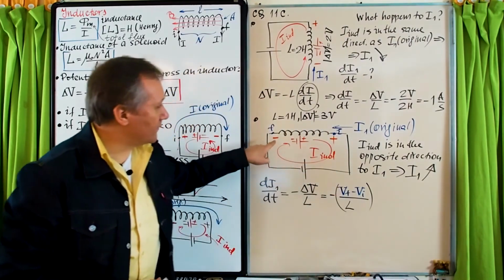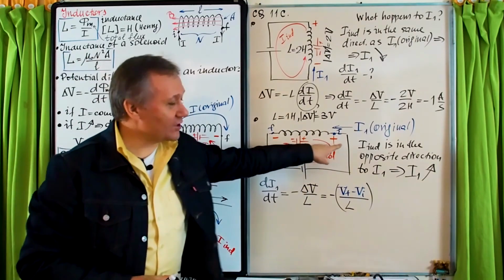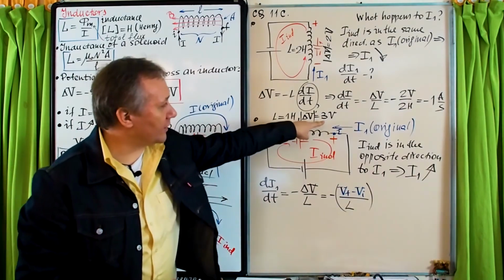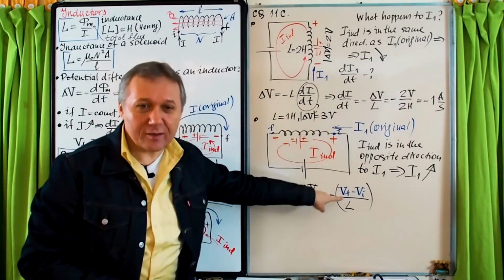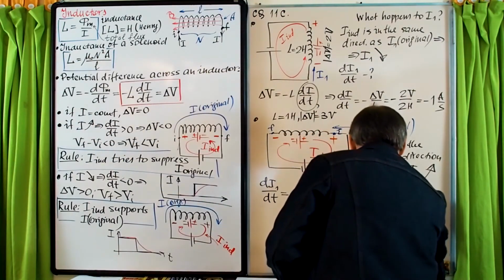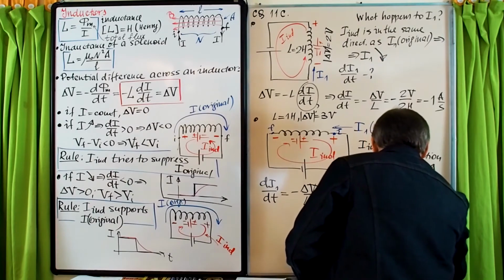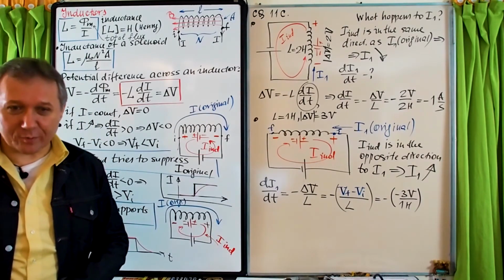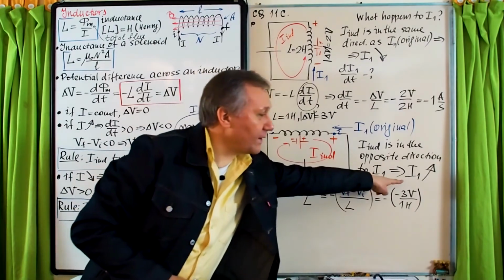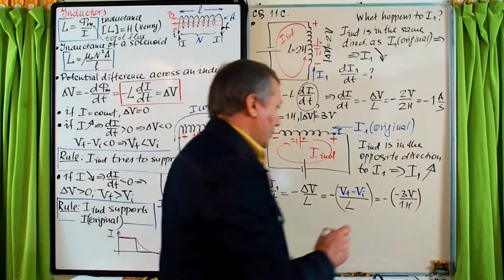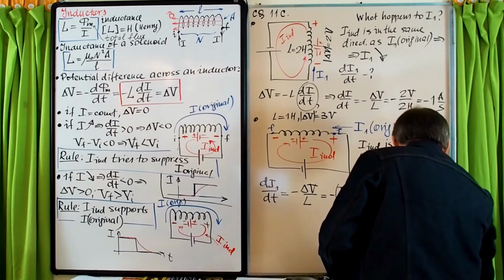So in our case, final is at lower potential, initial at the higher potential. So this delta V is negative, so we will have to write minus 3 volts. Minus 3 divided by L. So it will be minus 3 volts divided by 1 Henry. So now we are getting positive current. Here we got the fact that current increases conceptually, and now we can get it mathematically. So it will be 3 amps per second.